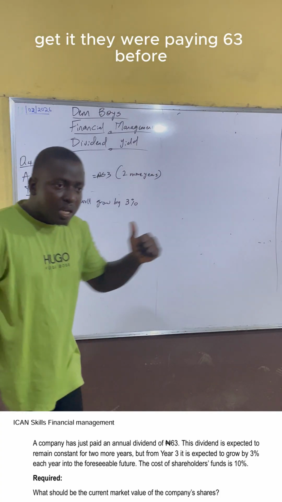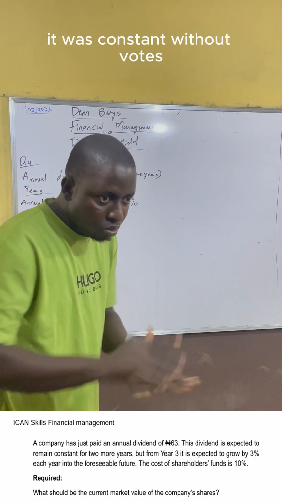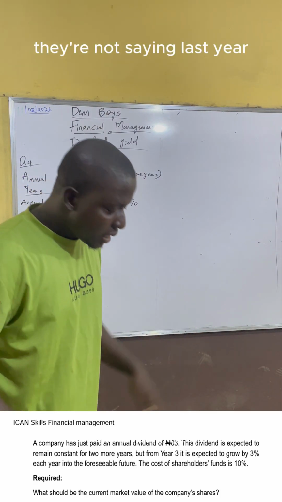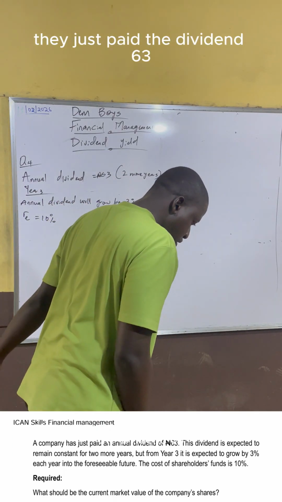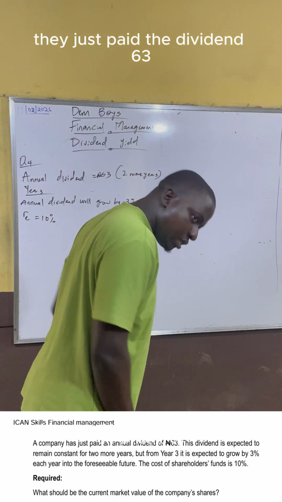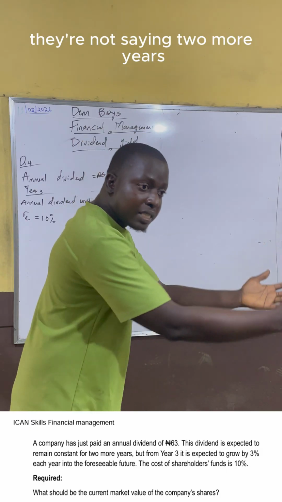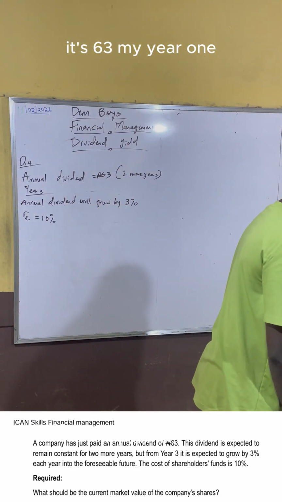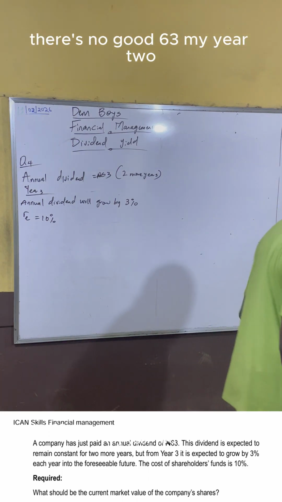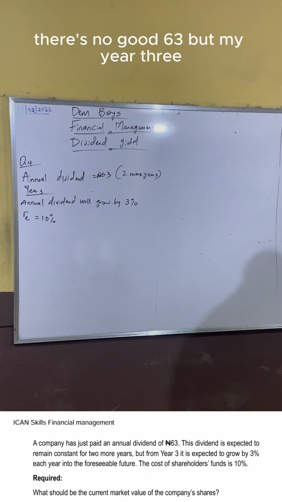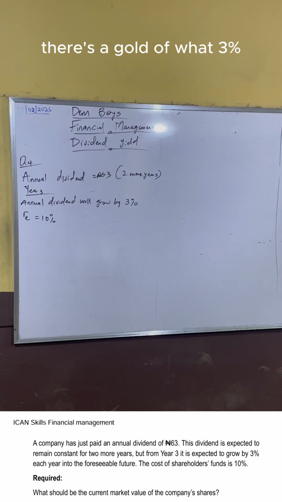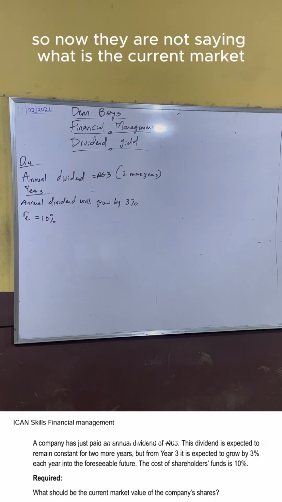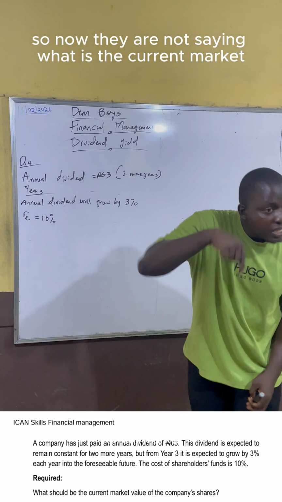They were paying 63 before, it was constant without growth. Then I said, last year they just paid the dividend, 63. Then I said 2 more years, that means my D1, there's no growth. It's 63. My year 1, there's no growth, 63. My year 2, there's no growth, 63. But my year 3, there's a growth of 3%.